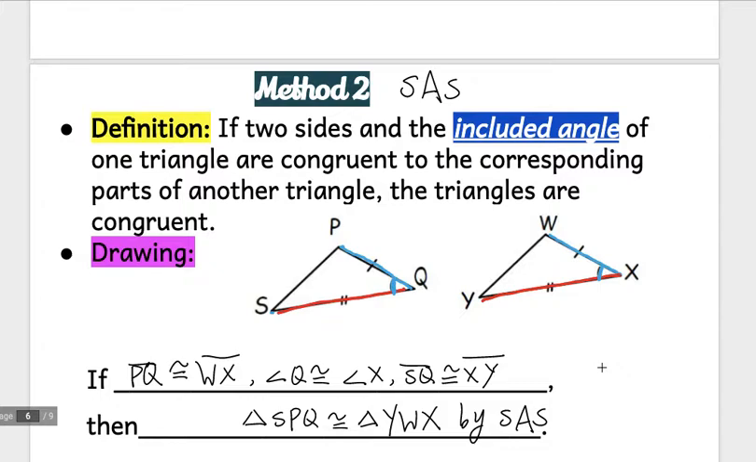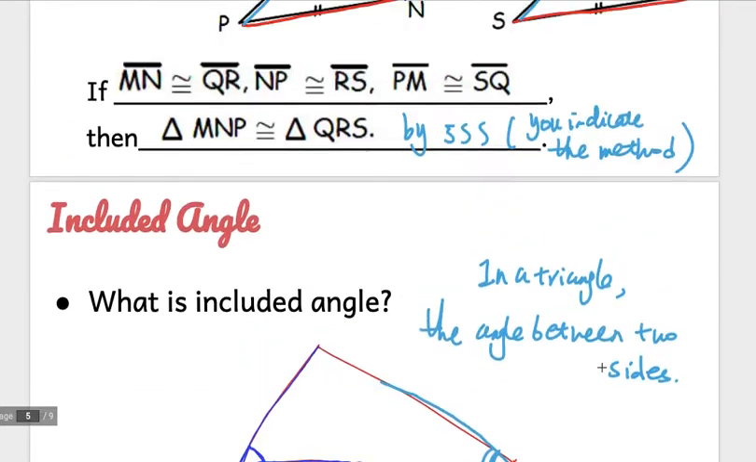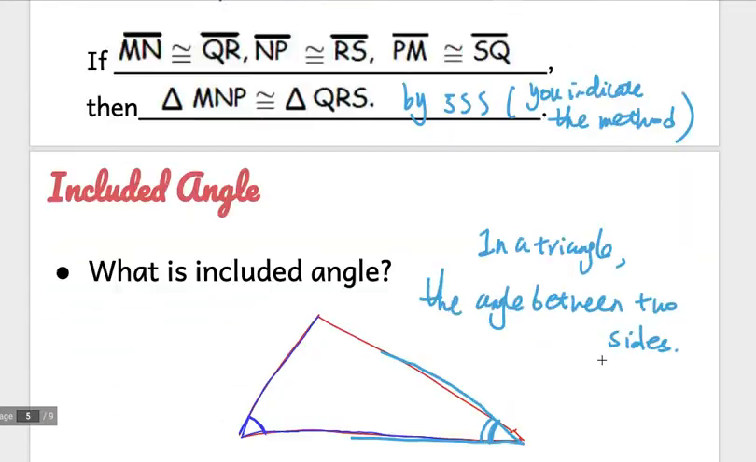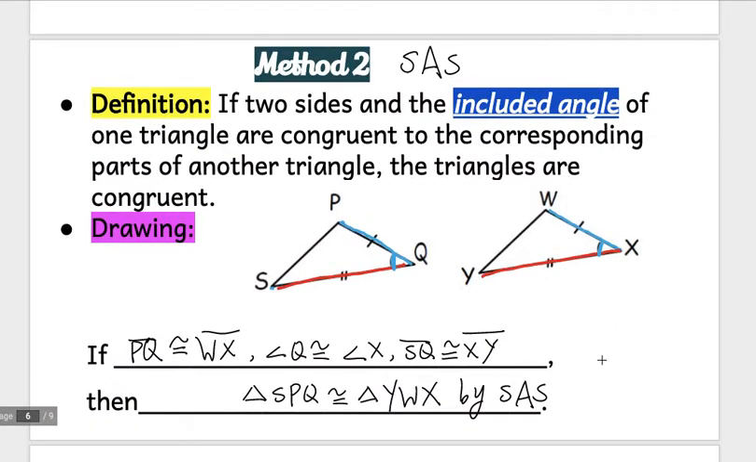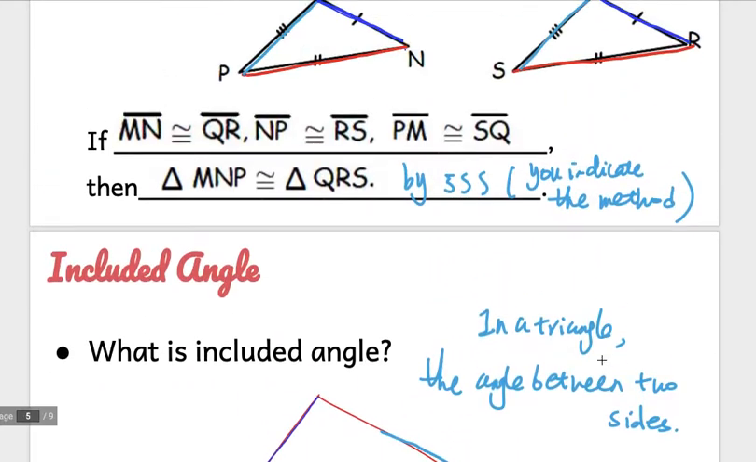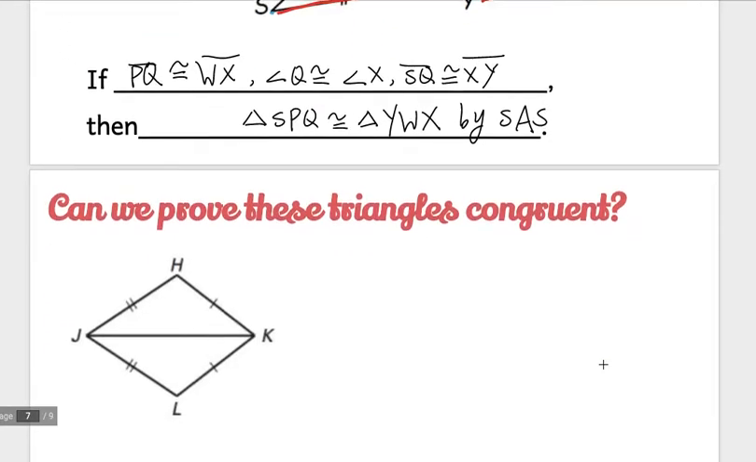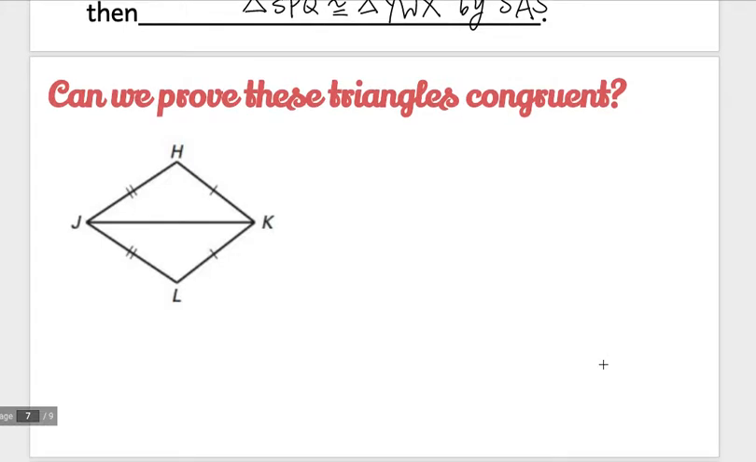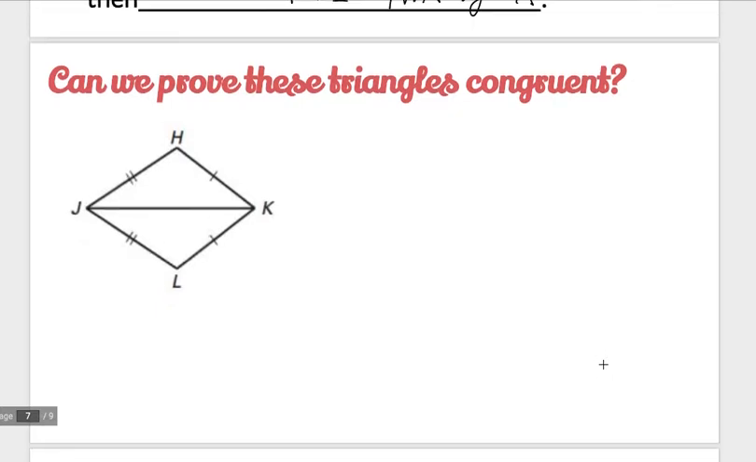So as we mentioned before, we just introduced the two methods, SSS and also SAS. This is just a short way to introduce these two methods here. And also now we are going to look at some examples to see, can we prove this triangle is congruent? If so, what method will you use? So let's look at the graph here. You can definitely pause the video to see what's your idea, and later you can compare your answer with mine.